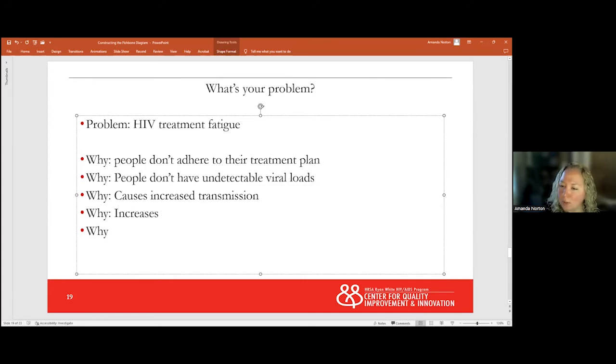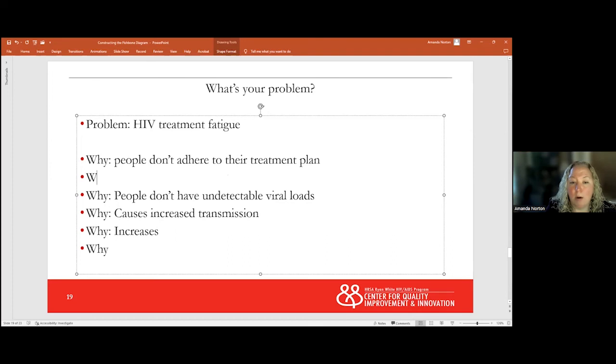And then we see Jen added a comment here on why people don't adhere to their treatment plan. She's right. So we could have another why and here about why. Why don't people? So treatment fatigue, why is that a problem? Because people don't adhere to their treatment plan. Yeah, I guess that it can cause resistance, I see.